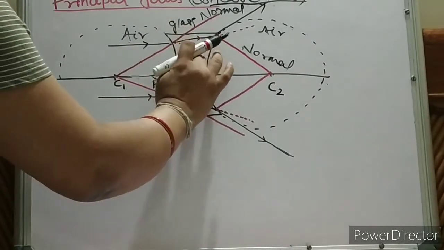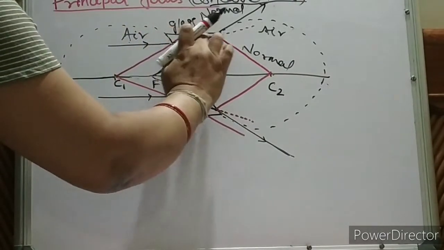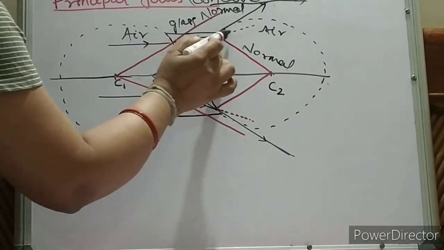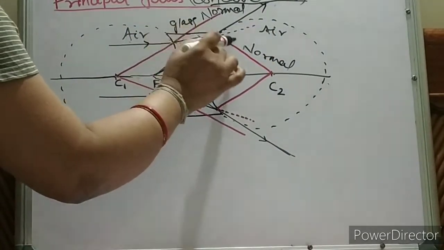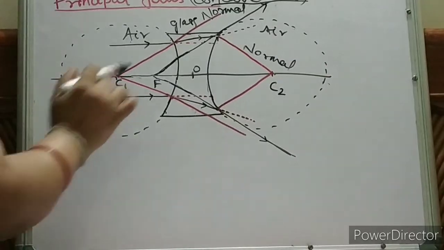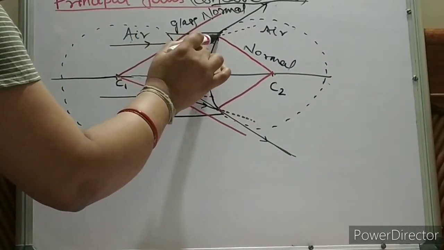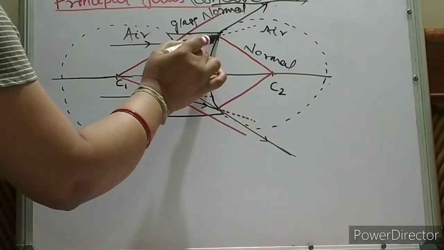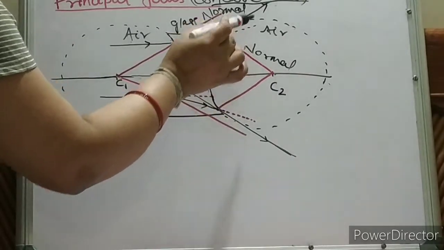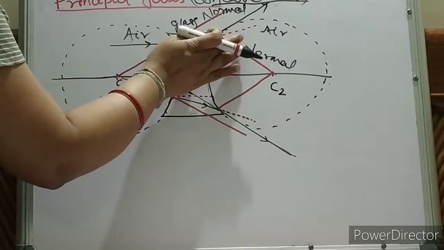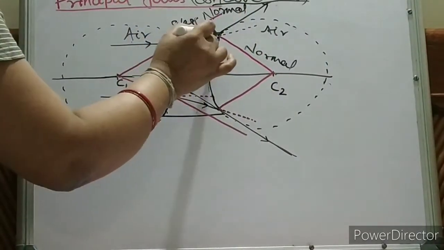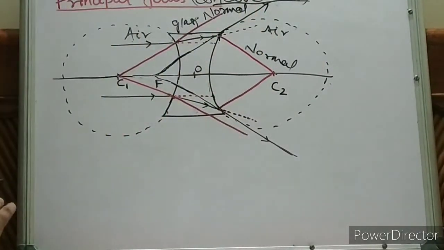If there is no change in medium, then this ray would have been undeviated and would have moved like this. Since it is changing the medium, this ray will now bend away from the normal. Since this is the normal and this is the undeviated ray, it is going away from the normal. So now this is your refracted ray.